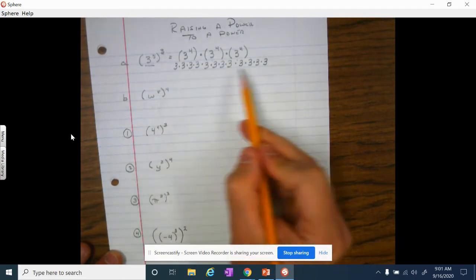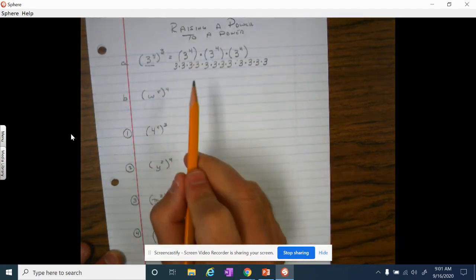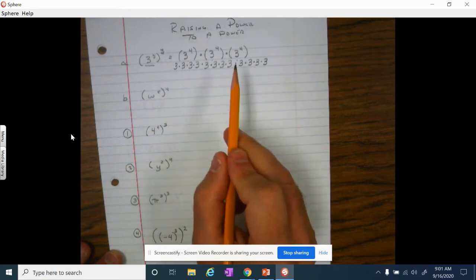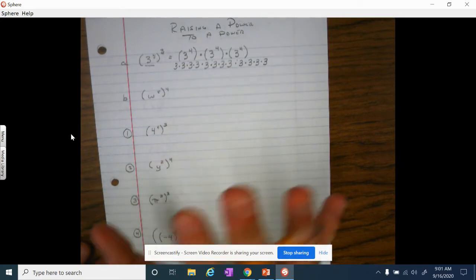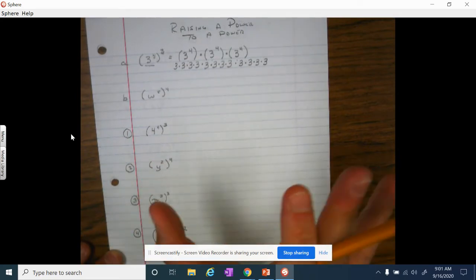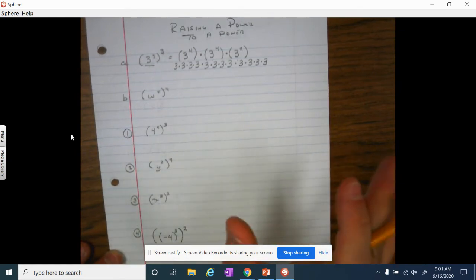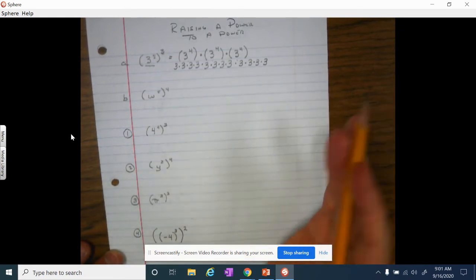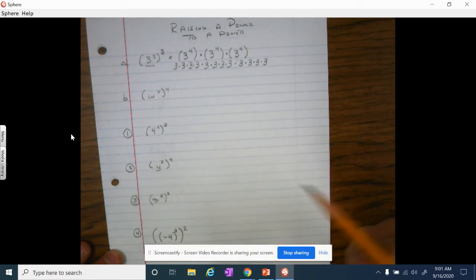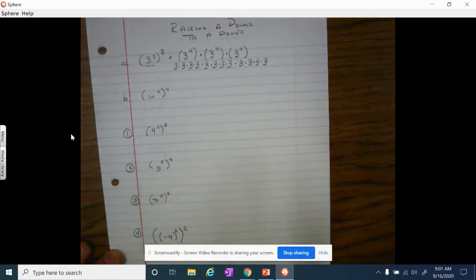Now the reason I do this is because I now have two different sets of rules, and I want to be able to figure out which one of the rules I am going to apply to whichever situation. So if you write something out and you say, oh, I know that this means this, then you do not confuse the rules together, because sometimes you're going to add the exponents, sometimes you're going to multiply the exponents.